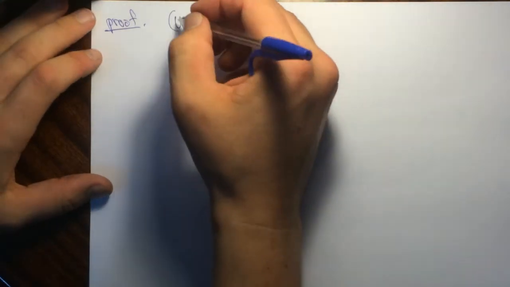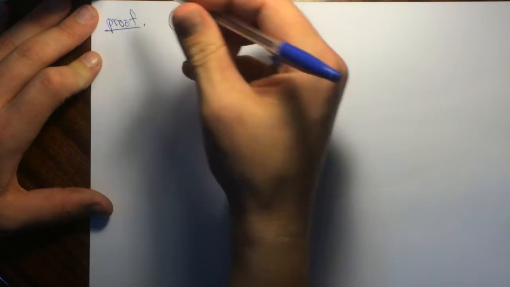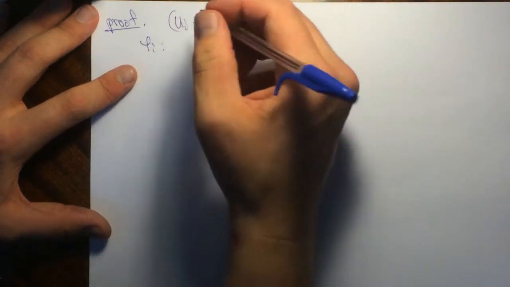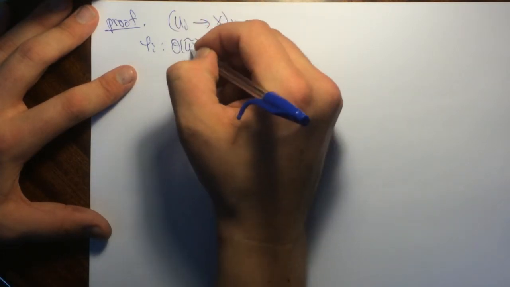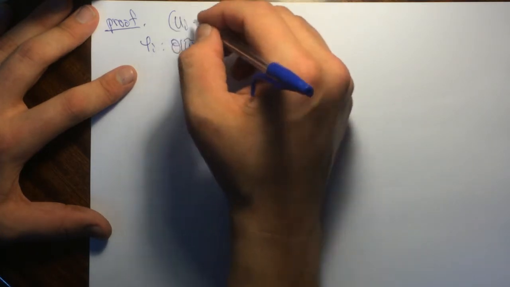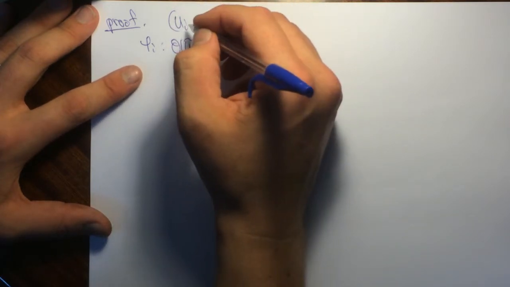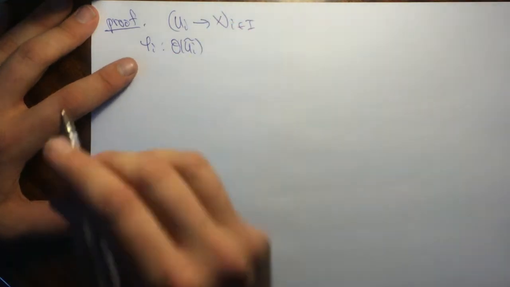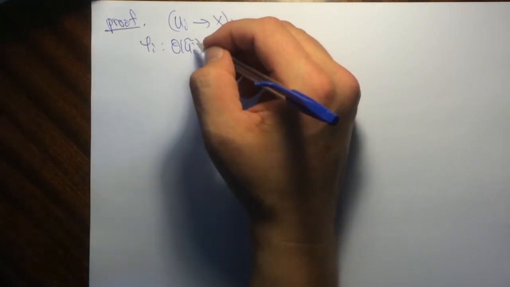Okay, so here we're going to have a cover, and what we're going to do is we're going to let phi_i be a map from O of U_i tilde. So this here is the pullback of the deformation to U_i. So this is going to be the thickening of X tilde above U_i. Okay, so this is the same as the open subset of X tilde.